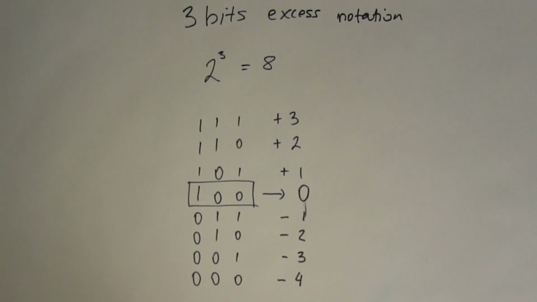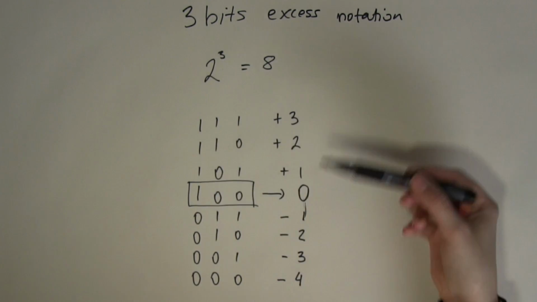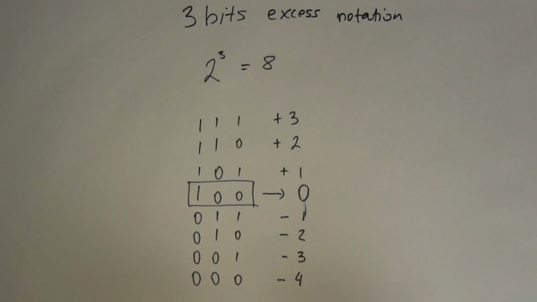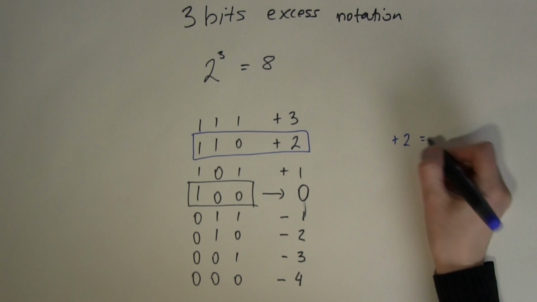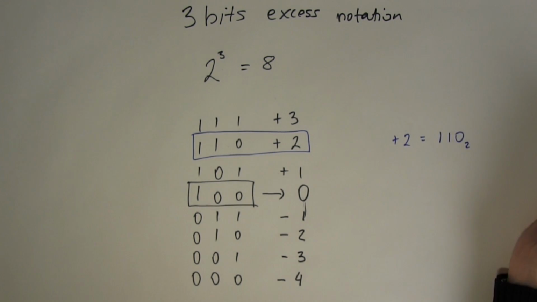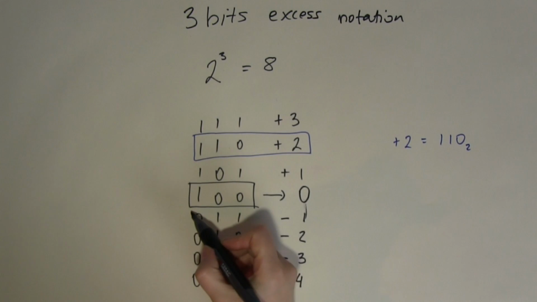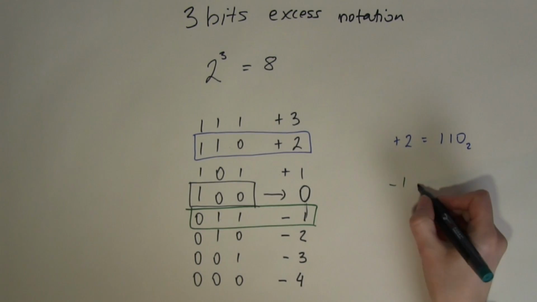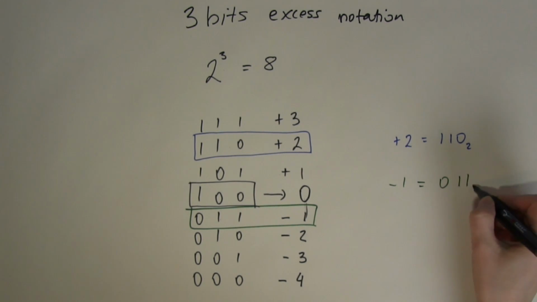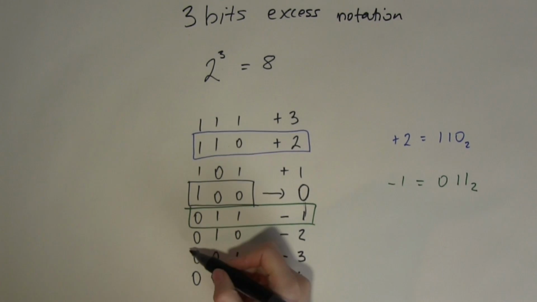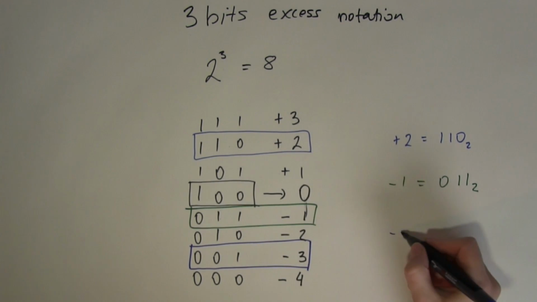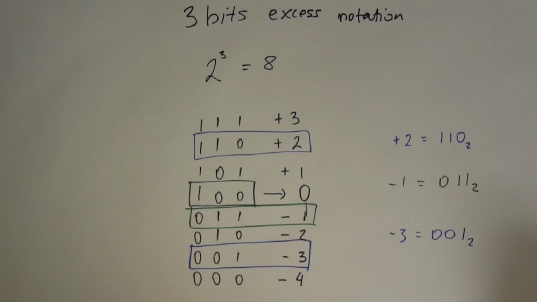So this is the 3 bits excess notation, and let's say if we wanted to find what is positive 2, well, I can quickly build it up, as you've seen, and positive 2 in 3 bits excess notation is just this number. So positive 2 equals 1 1 0 in 3 bits excess. -1, again, is here. So -1 in 3 bits excess is 0 1 1. And -3, the last example, is equal to 0 0 1 in 3 bits excess notation.